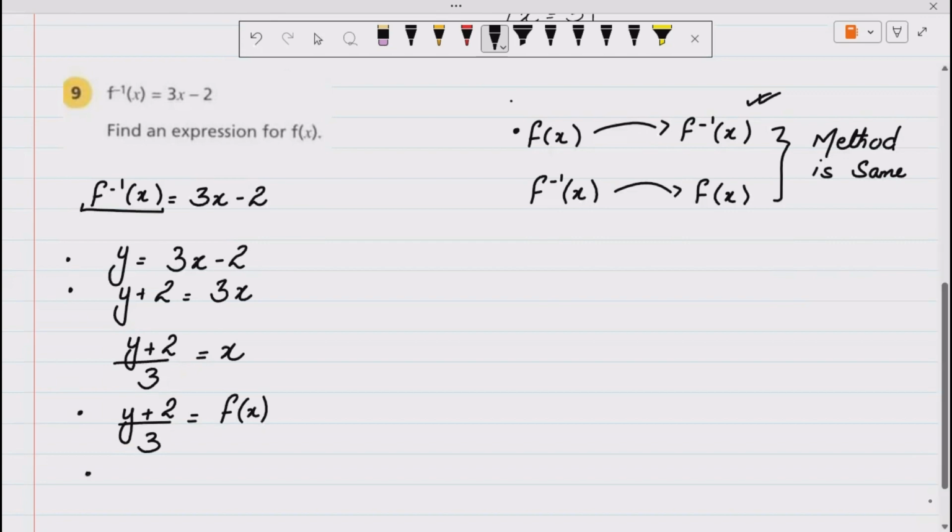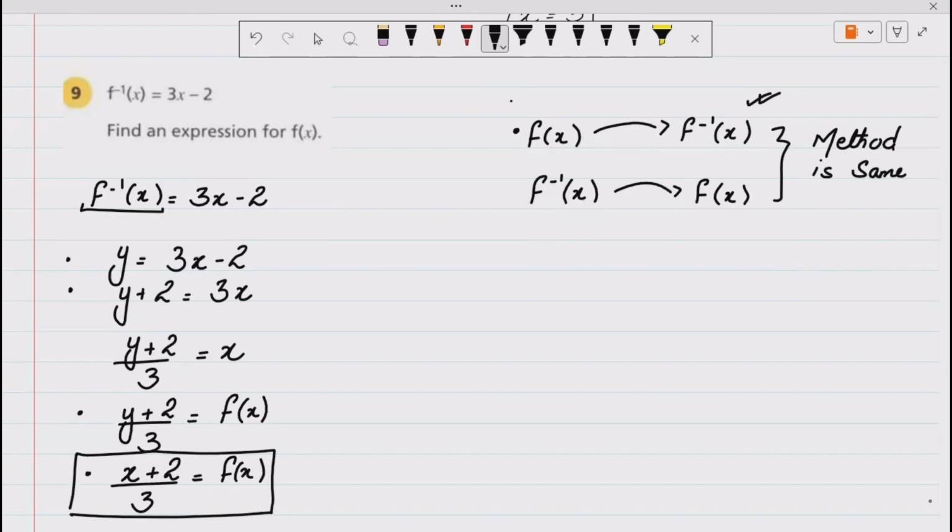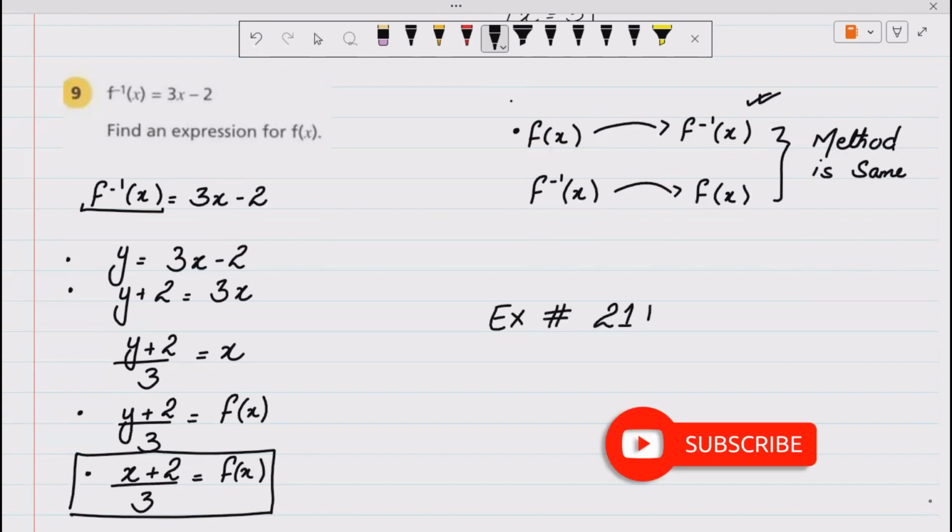Now in the fourth step, replace y with x, so (x plus 2) over 3 equals f of x, and this is step 4, and we are done with the exercise. So this is exercise 21. Exercise number 21b is complete now.